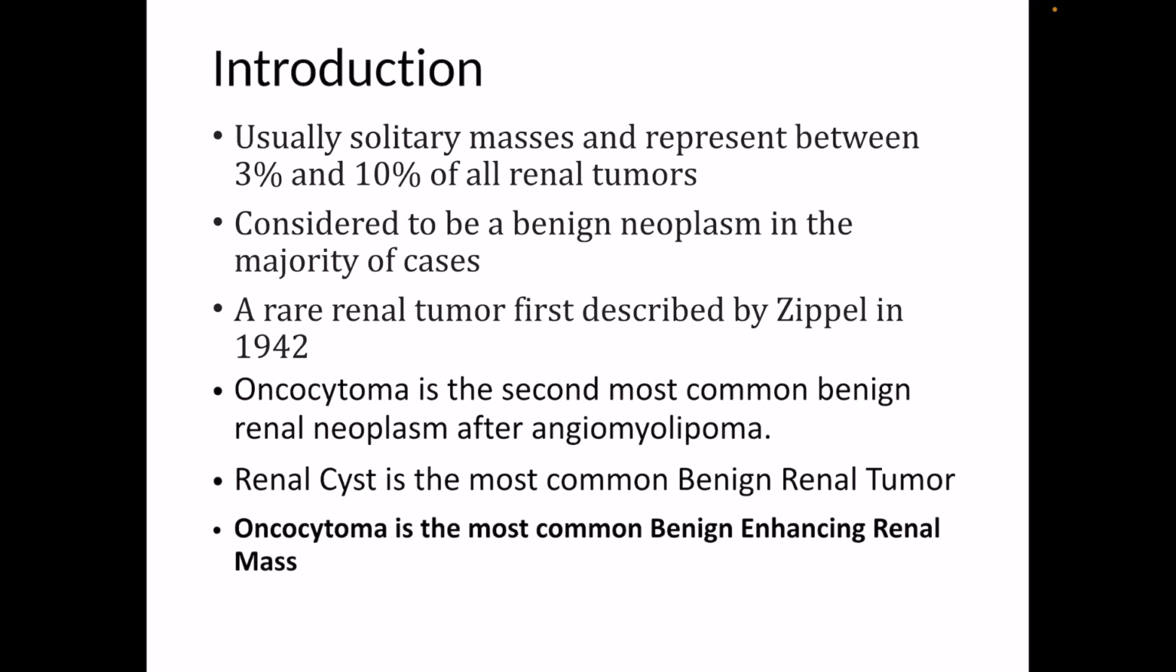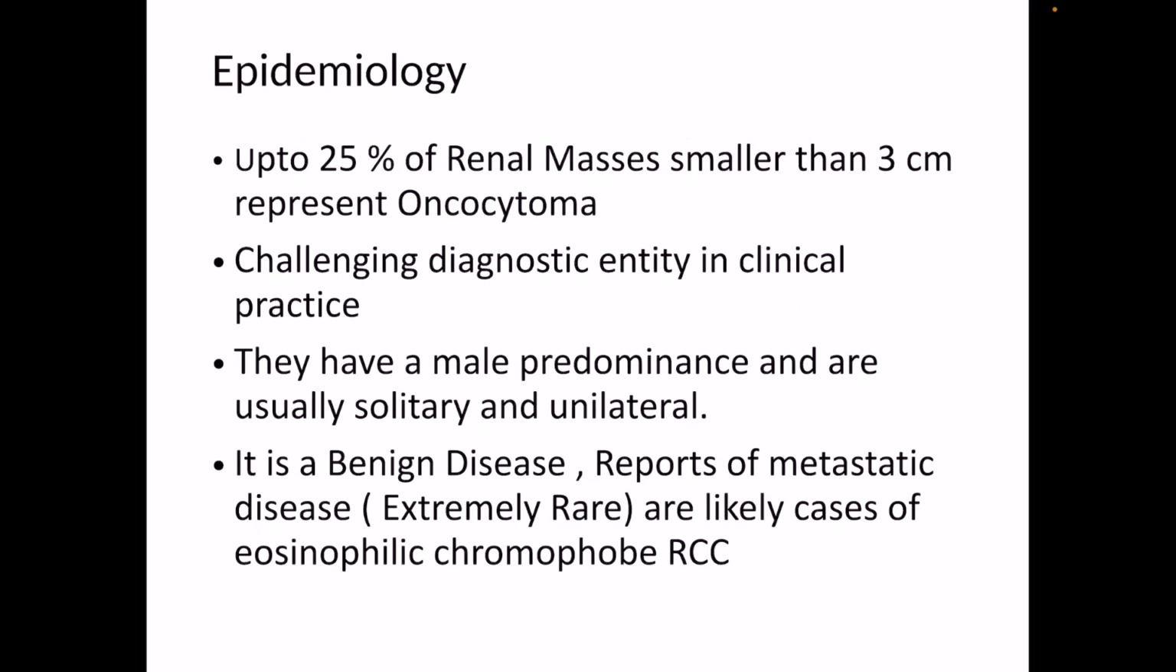renal tumors. It is generally considered a benign neoplasm in the majority of cases, and it was the first renal tumor described by Zippel in 1942, and at that time it was considered a rare renal tumor. But now, oncocytoma is regarded as the second most common benign renal neoplasm only after angiomyolipoma, and the commonest benign renal tumor is the renal cyst. Oncocytoma, however, is the most common benign enhancing renal mass.